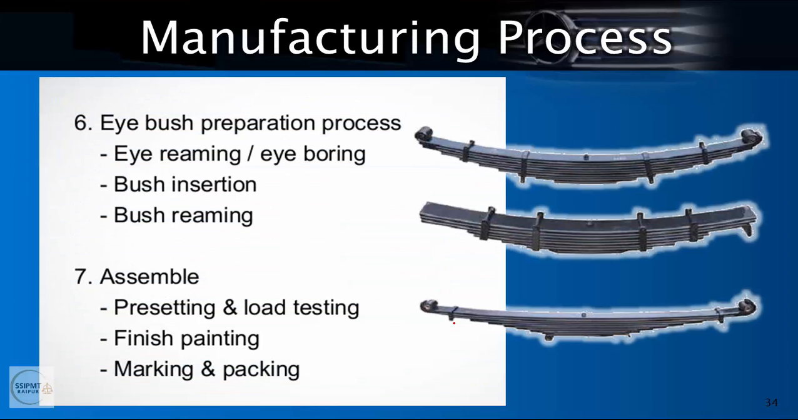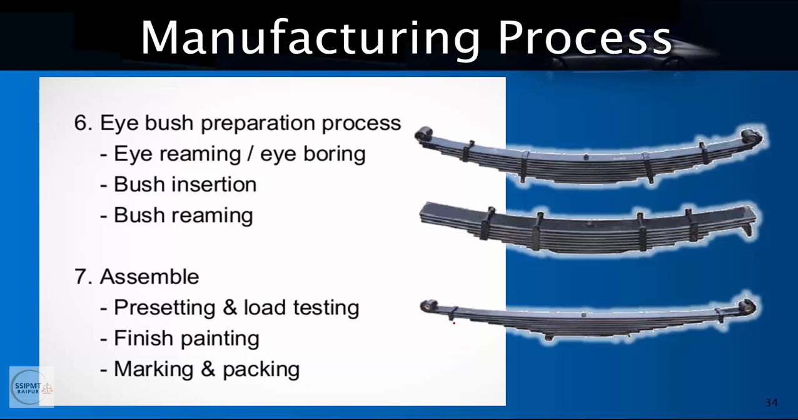And sixth process is eye bush preparation. Bushes are used for the support of the metal part. In this, eye reaming, eye boring, bush insertion, bush reaming. Seventh, assemble. Last process is assemble, presenting and load testing.